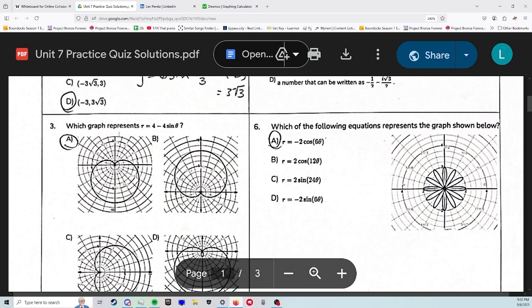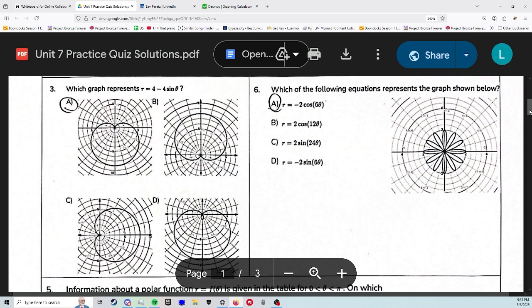Which graph represents r equals 4 minus 4 sine theta? Okay, we'll take a look at these graphs because I don't feel like graphing them on the thing. One second.